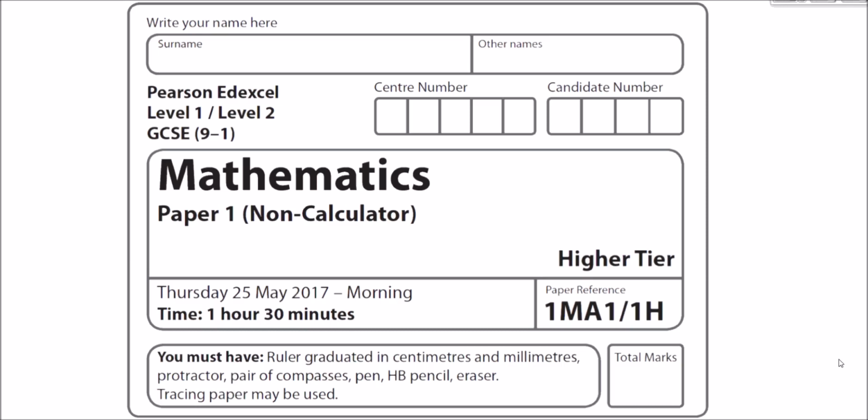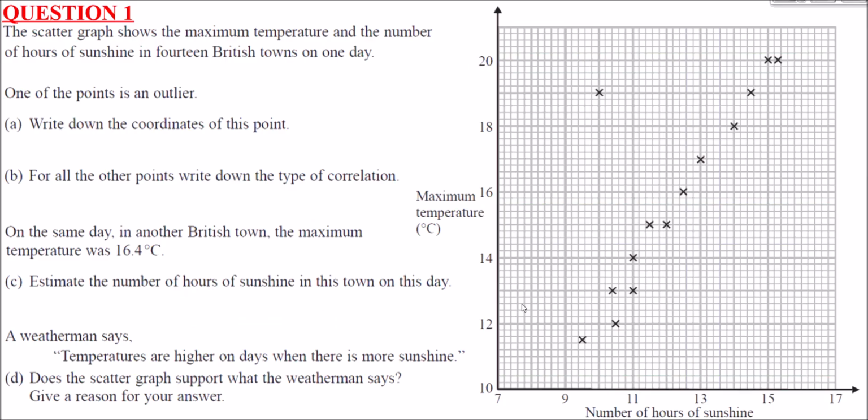That's enough from me. Let's have a look at what this paper actually looks like by tackling, first of all, of course, question number 1. So question 1 is a good old-fashioned scatter graph, and this scatter graph shows the maximum temperature and the number of hours of sunshine in 14 British towns on one day. So 14 crosses for 14 towns. One of the points is an outlier. Write down the coordinates of this point.